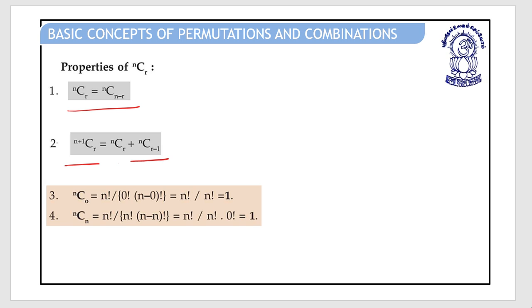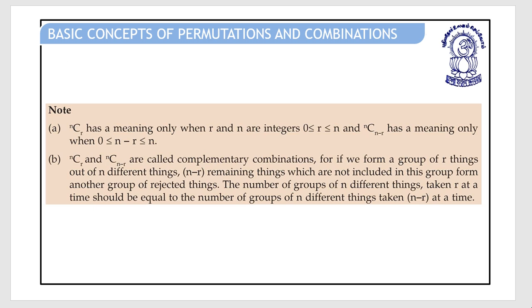These properties are used in the questions for the shortcut method. So you have to learn this and remember this. nC0 is equal to 1, nCn is equal to 1. Now next is nCr has a meaning only when r and n are integers, 0 less than or equal to r less than or equal to n.